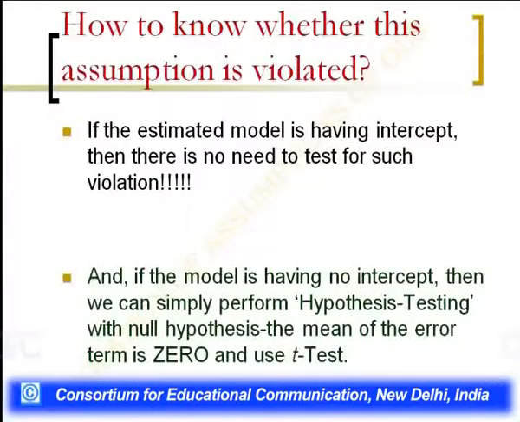Now we hope to detect the violation of assumptions. If the estimated model has an intercept, then there is no need to test for such a violation. The presence of the intercept in the model means we do not need to worry about it. But if the model has no intercept, then we can simply perform hypothesis testing, with the null hypothesis that the mean of the error term is 0, and use a t statistic.